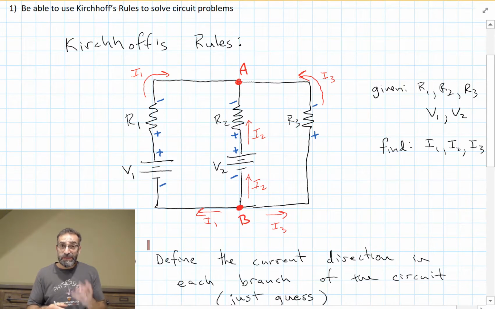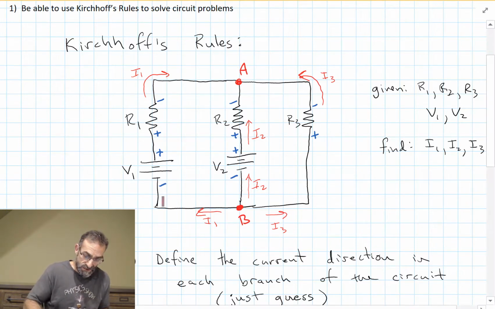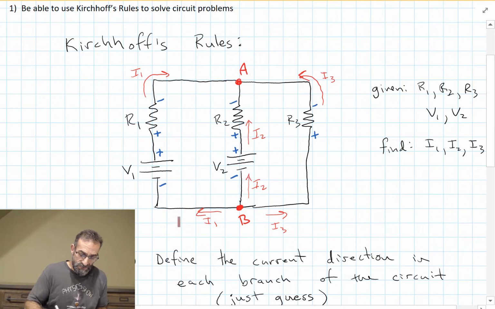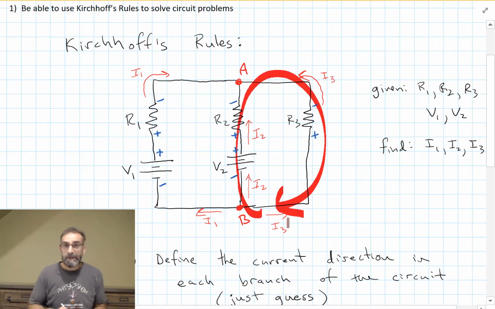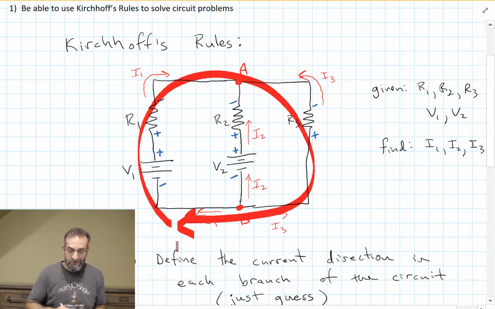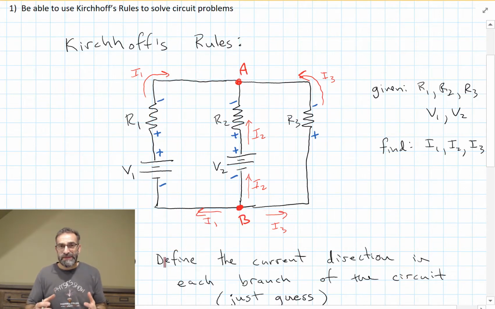Now, there are 3 loops here. There's the loop on the left. There's the loop on the right. And there's the perimeter on the outside. So we have 3 loops to choose from. But we can't choose all 3 of them.